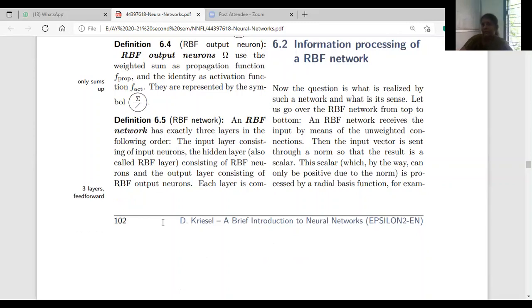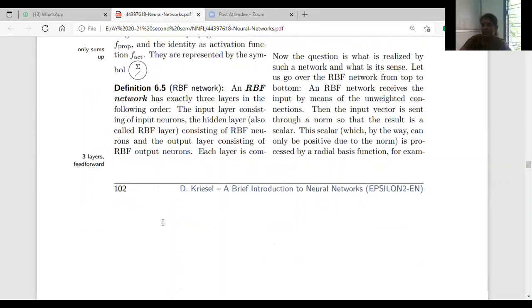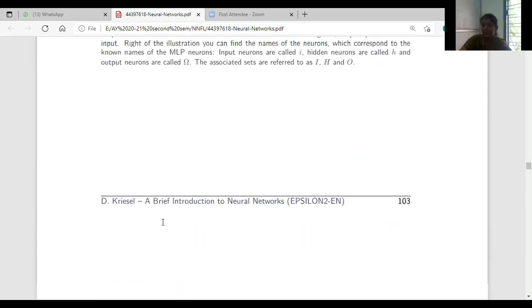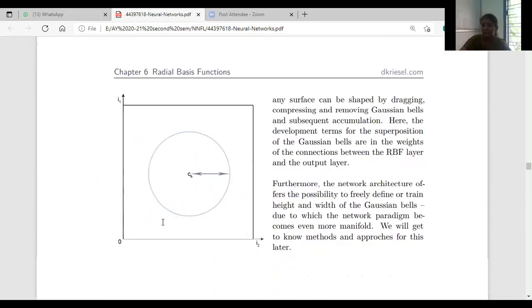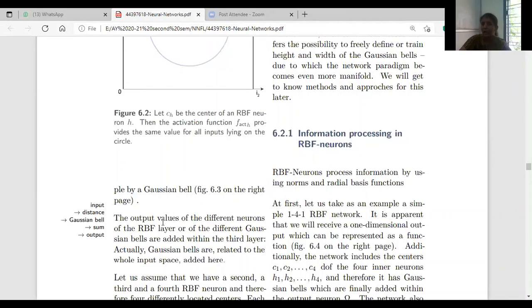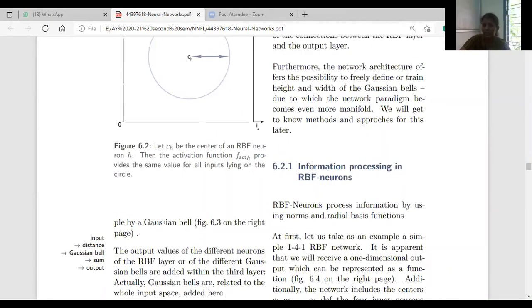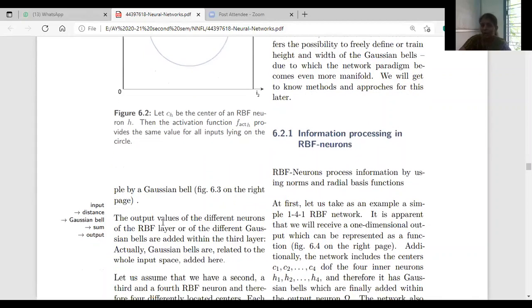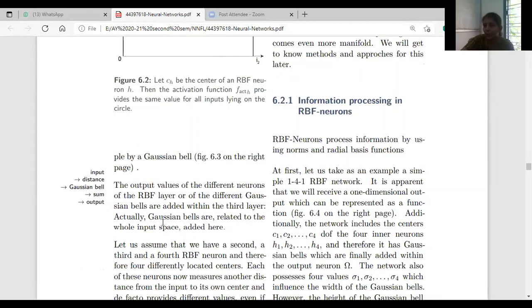This scalar value is processed by a radial basis function, for example by a Gaussian bell. The outputs of different neurons in the RBF layer, or different Gaussian bells, are added within the third layer. So Gaussian bells related to the whole input space are added here.